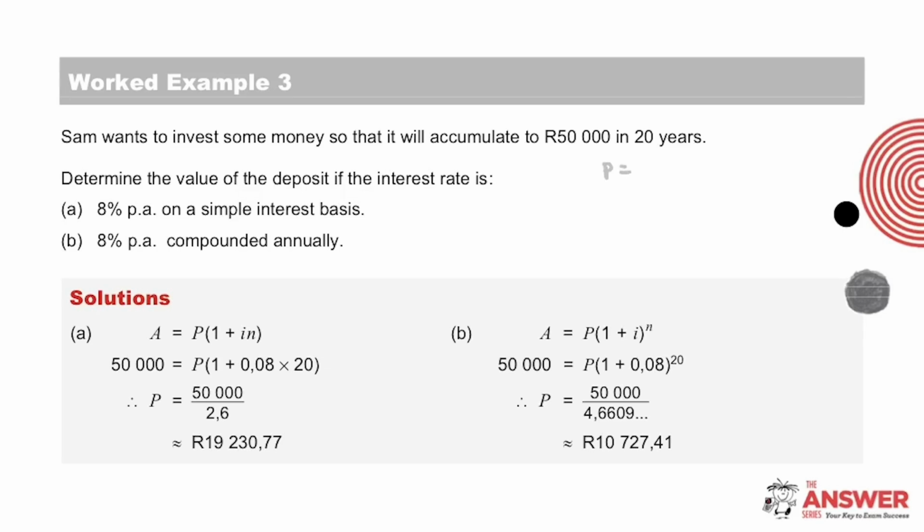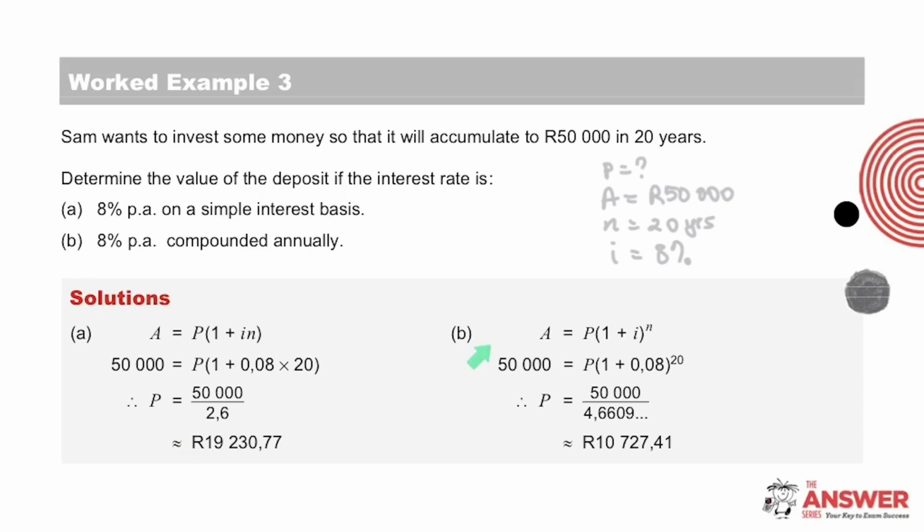Remember what we needed to find was P, and that A was our 50,000 Rand, the amount in the future. Our N was 20 years, and I in both cases is 8%. Substitute in all the information given and solve for P by dividing 50,000 by the value from the bracket, which is 2,6. Then rounding off, the final answer is approximately 19,230 Rand and 77 cents.